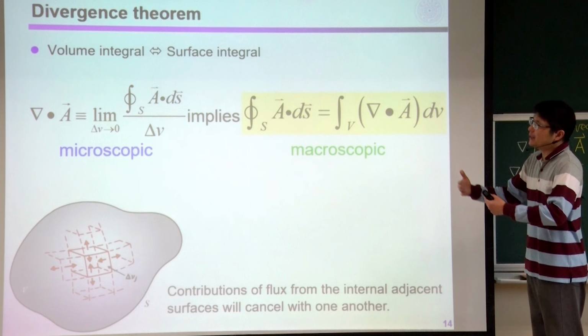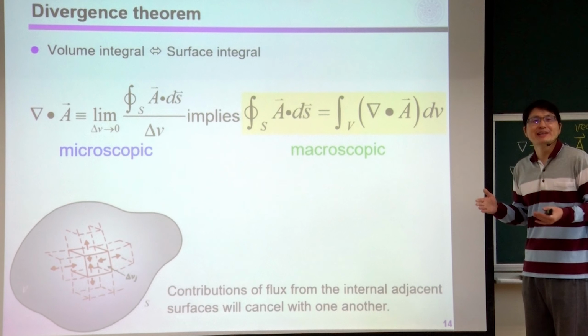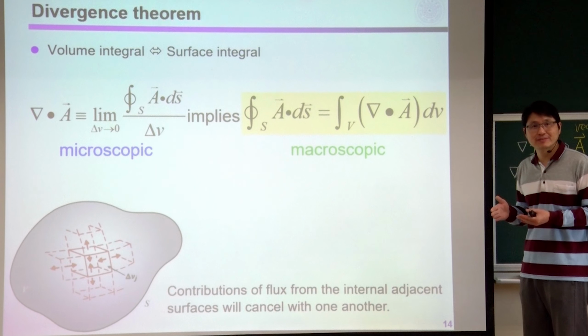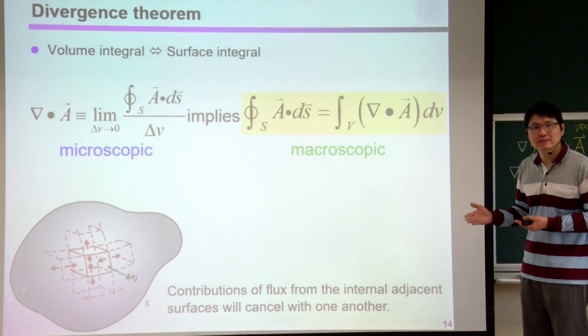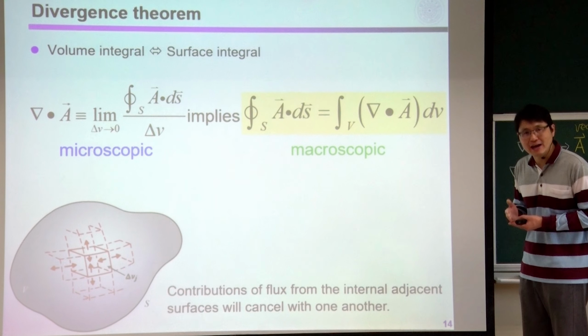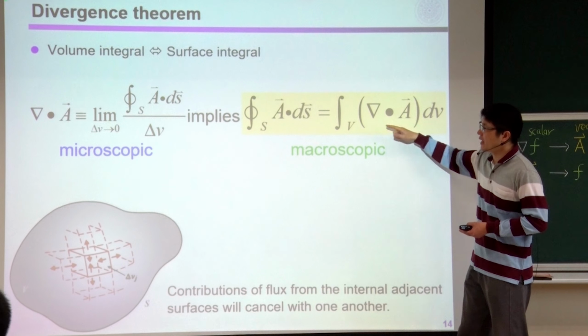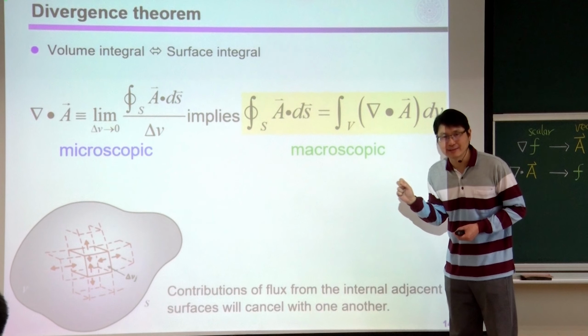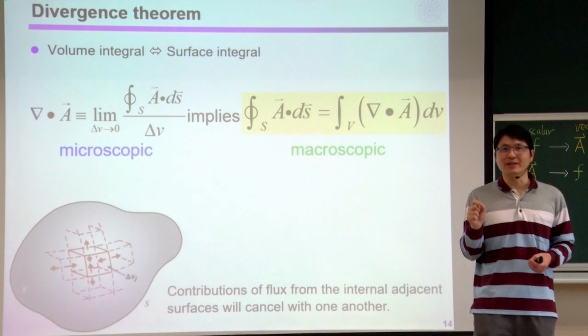So that's the meaning of divergence theory. It's just a way of rewriting the definition of divergence. But it's more than that. Okay, it's actually really more than that. So take a good look at this equation again, and tell me, what do you see?